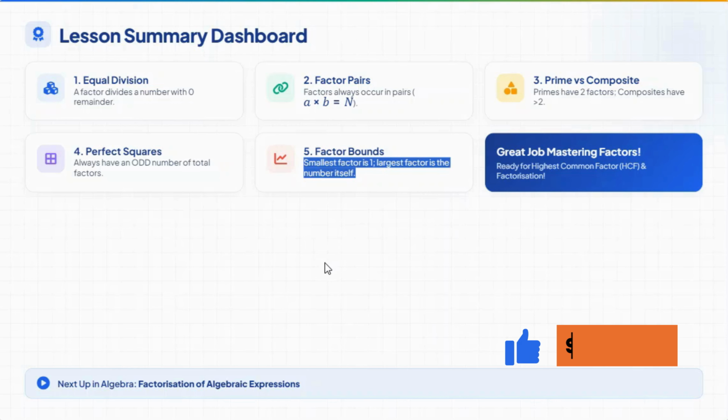So you did fantastic today. You have officially mastered factors of natural numbers.